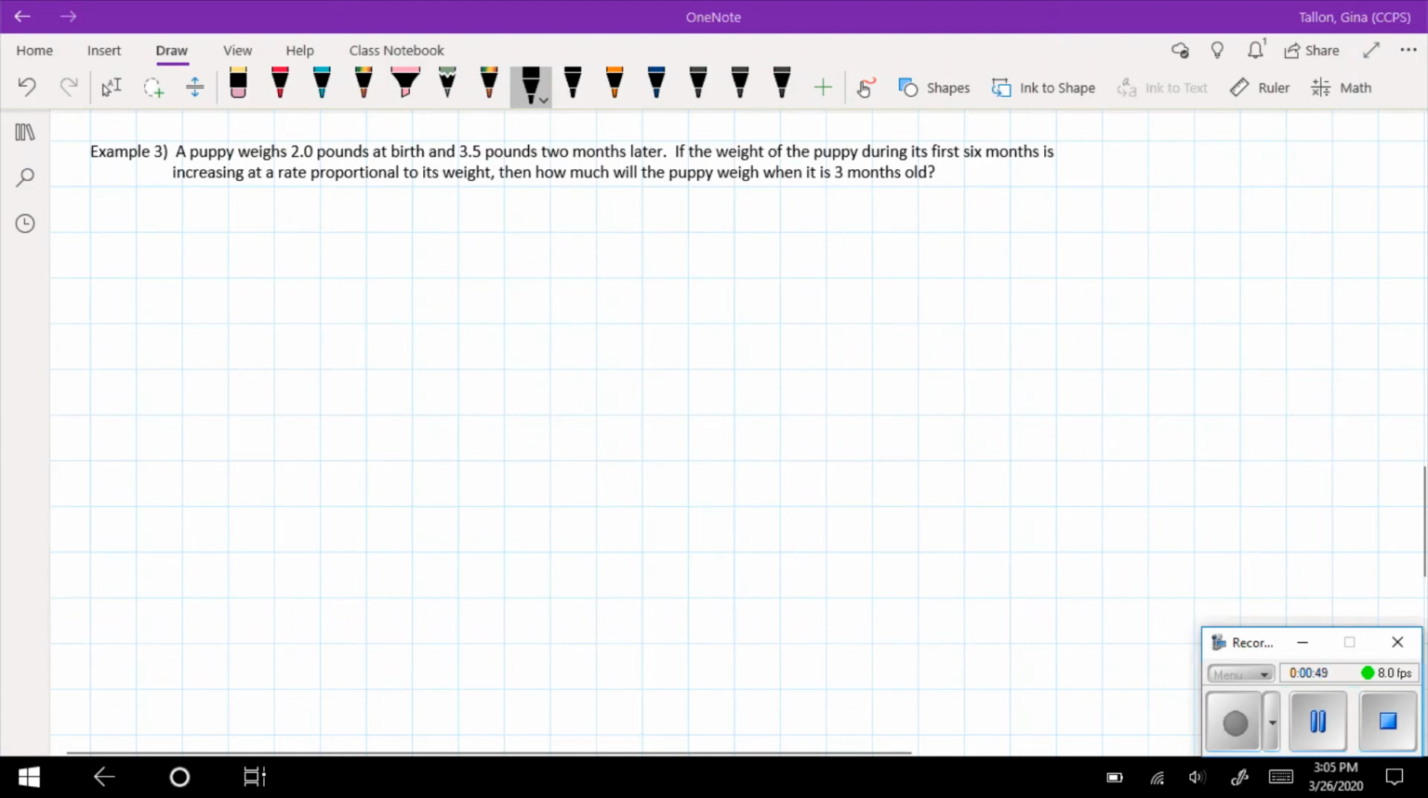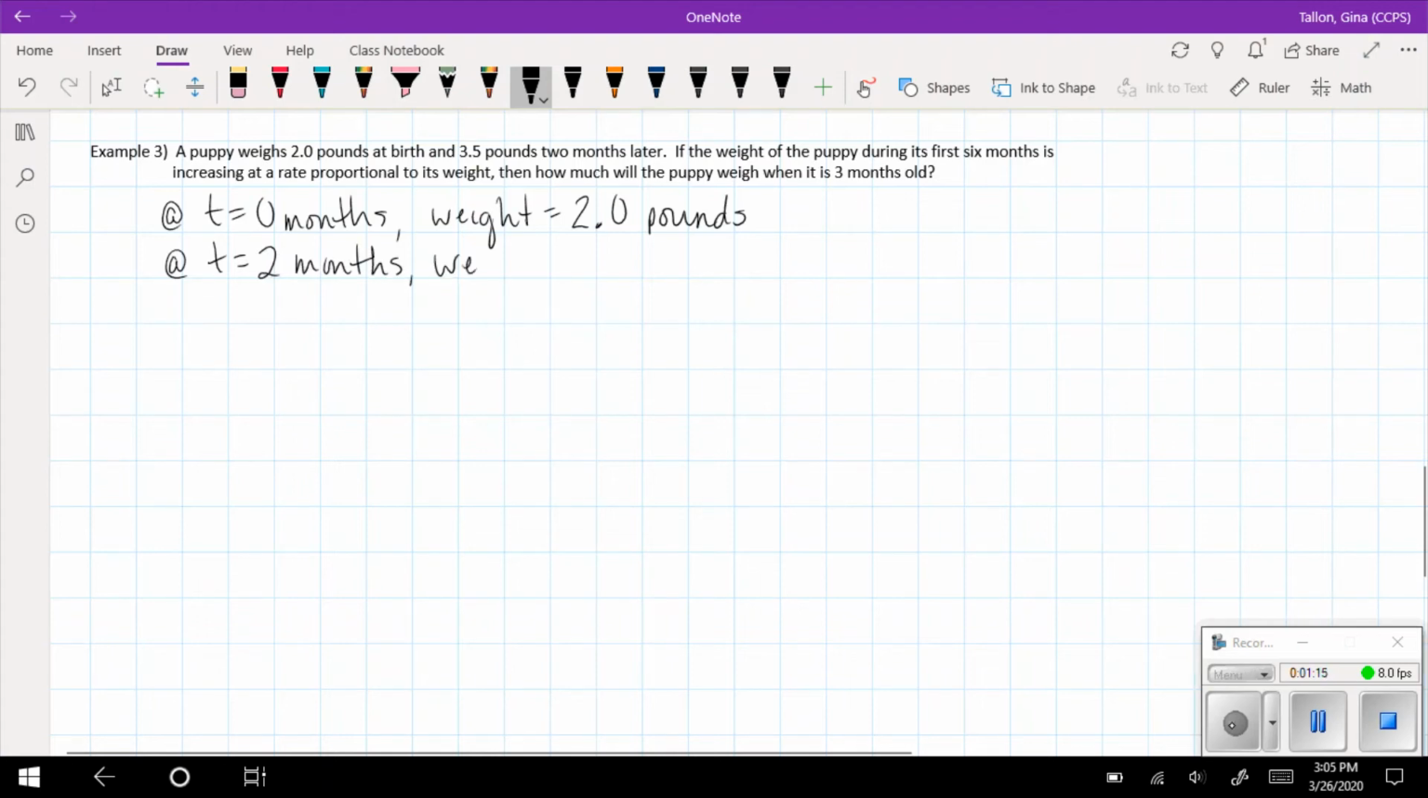So you know what, I think I'll write that down. At t equals 0, and we're talking months here. At t equals 0 months, weight equals 2.0 pounds. And additionally, at t equals how many months? 2 months later, the weight is 3.5 pounds. Very good. Okay, so that gives me a couple of pairs of coordinates to play with here, like the last question did.